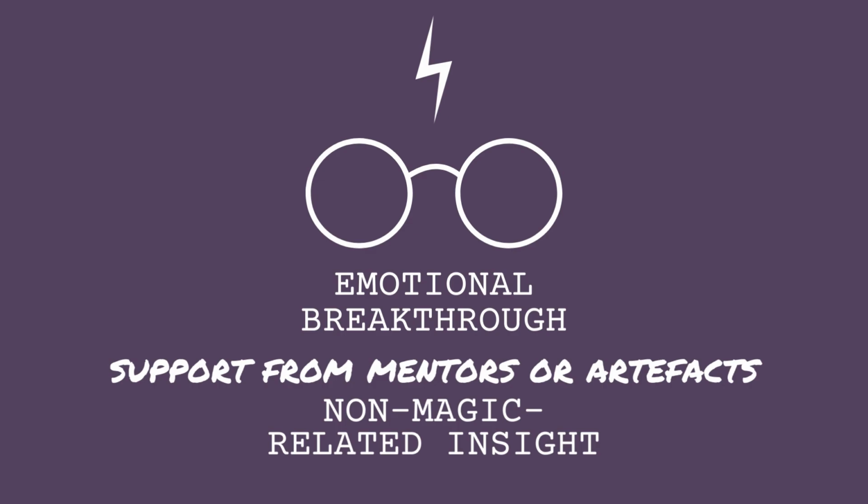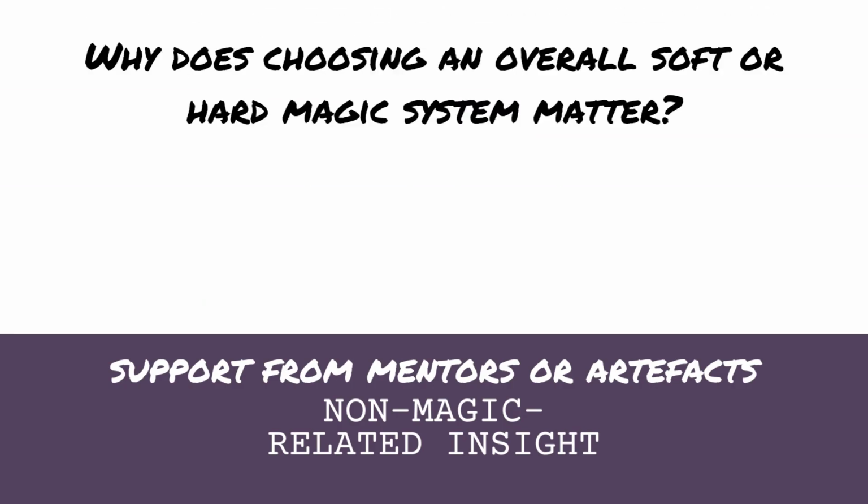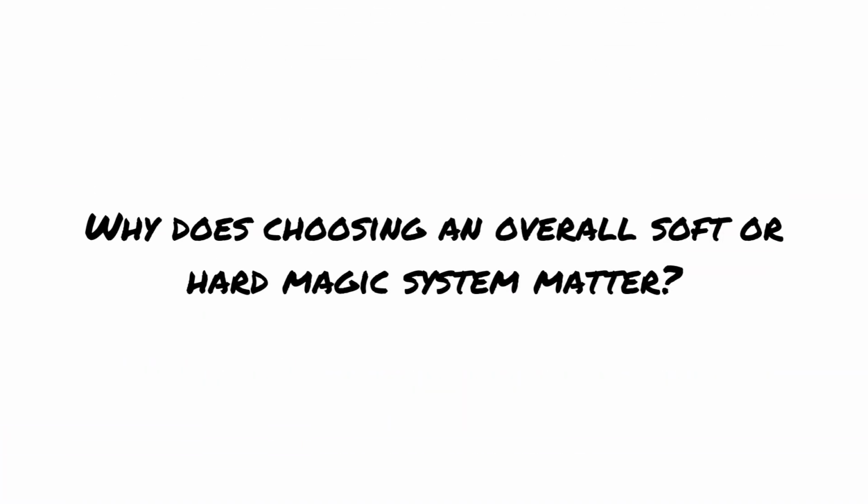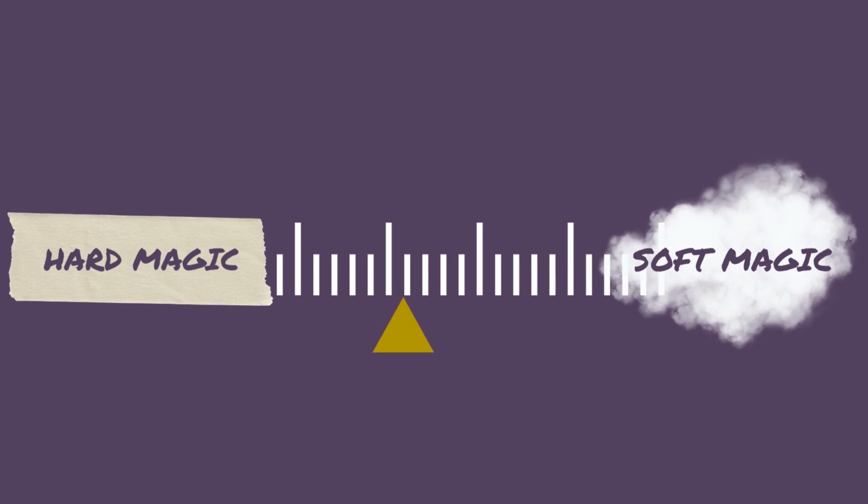When Harry studies magic at Hogwarts, we don't spend much time learning its rules and limitations along with him. And that's because we don't need to know. Why does choosing an overall soft or hard magic system matter? The point of answering this question isn't to stick a neat little label on your magic system. That's not going to help you write a good story.